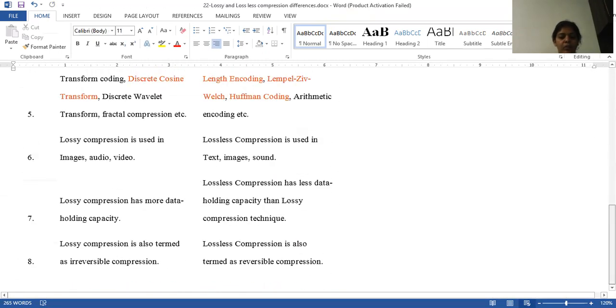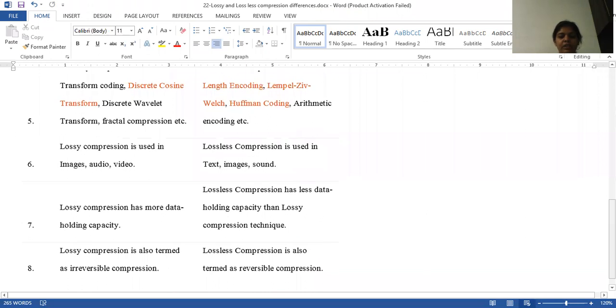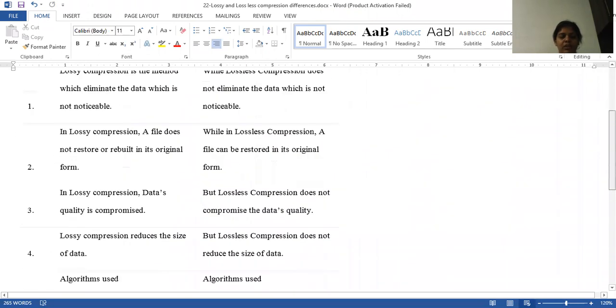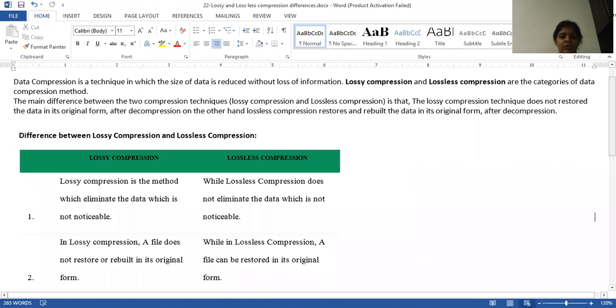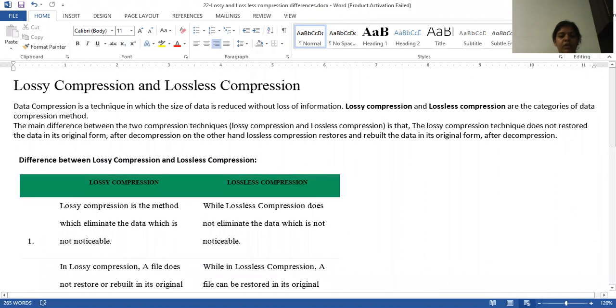So I hope you understand the whole session, that is the basic differences between lossy and lossless compression. These are the two different types of technique that we use in audio, video, and sound category, and text as well.